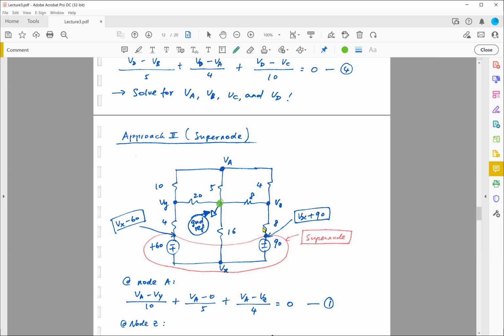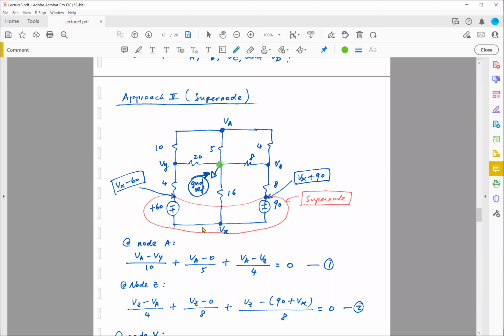So I can no longer use the regular nodal analysis, right? Because now you see these two voltages are floating. Why are they floating? Well, neither end of this voltage source is connected to ground. This is not connected to ground. Where's my ground? This is my ground.